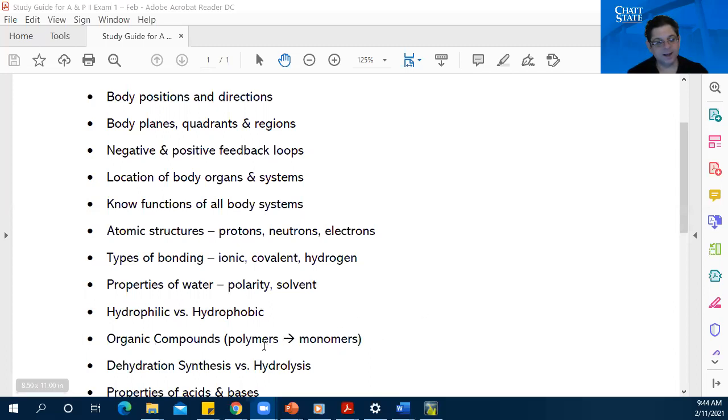Organic compounds, knowing your proteins, carbs, and lipids, what do they break down to become? So they start as a polymer, that's the protein, carb, or lipid in its biggest form, and they break down to become monomers, subunits, which is going to be the amino acids for proteins, monosaccharides for carbs, and glycerol and fatty acids for the lipids. So all this should sound really, really familiar, getting to know how they're built up, broken down with the synthesis and hydrolysis, and then we'll finish up with acids and bases.